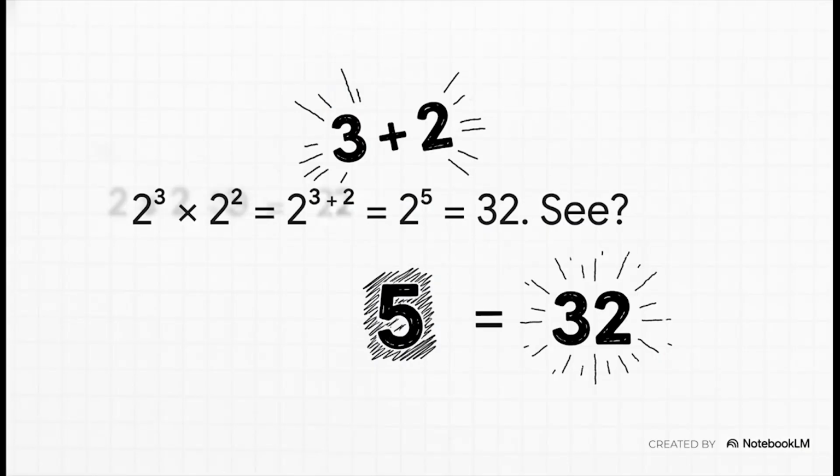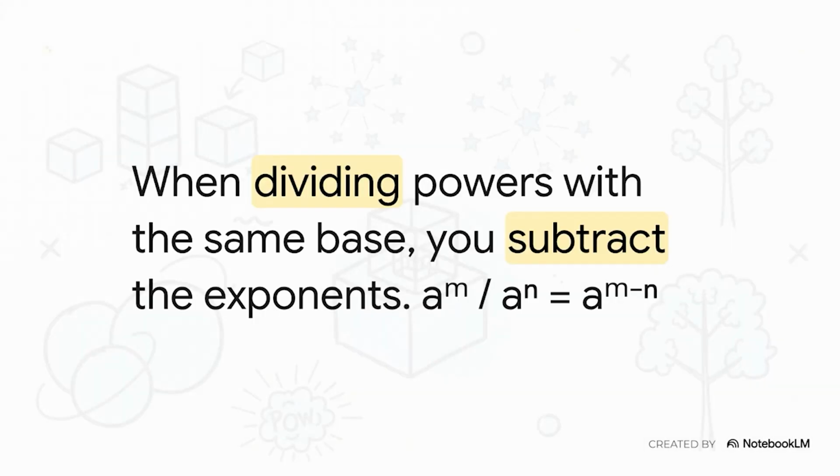So, take this for example. 2 to the power of 3 times 2 to the power of 2. The base is the same for both. It's 2. So we just add the exponents. 3 plus 2 gives us 5. So our new problem is just 2 to the power of 5, which equals 32. See? Super simple.